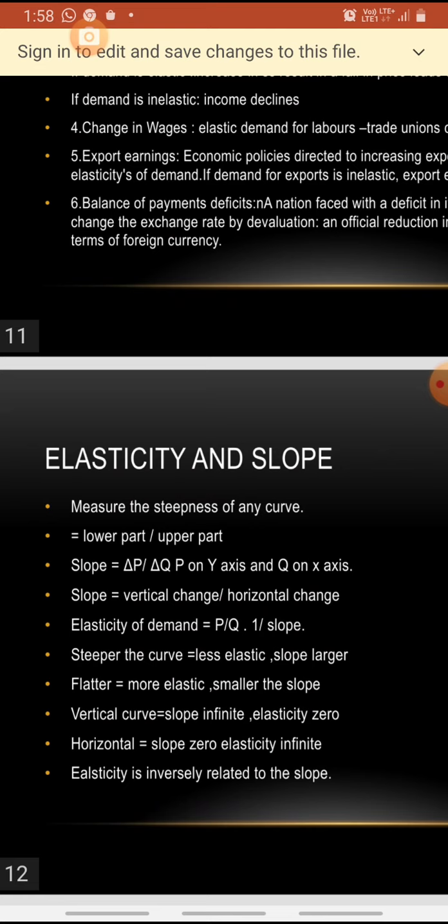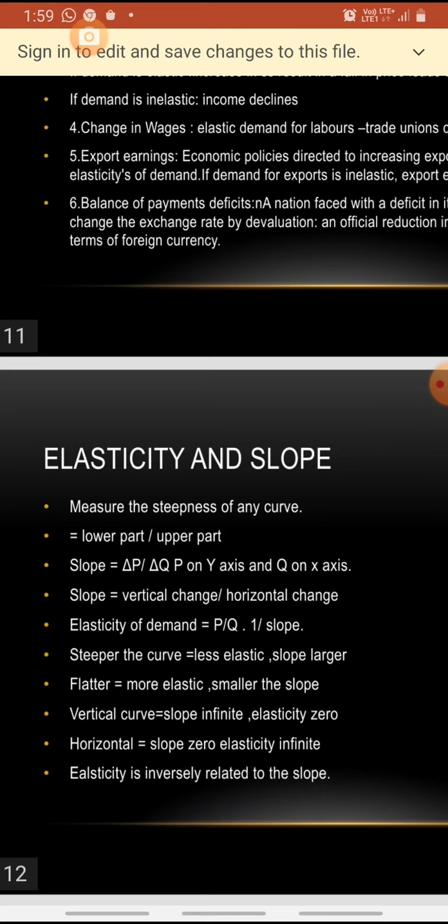Then elasticity and slope. Slope measures the steepness of any curve. How do we get the slope? It is the lower part divided by the upper part. Slope is equal to delta P by delta Q, with P on the y-axis and Q on the x-axis. Delta means change: change in price divided by change in quantity. Slope is vertical change by horizontal change. Elasticity of demand is equal to P by Q into 1 by slope.